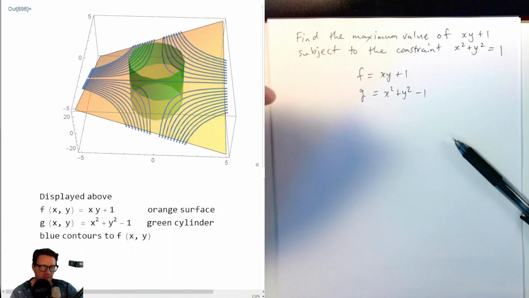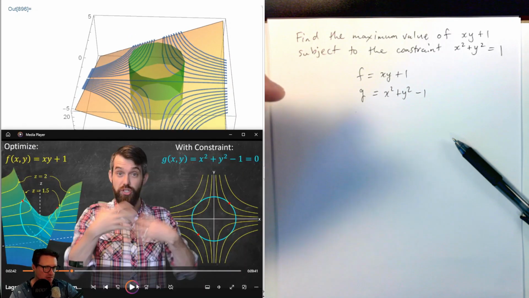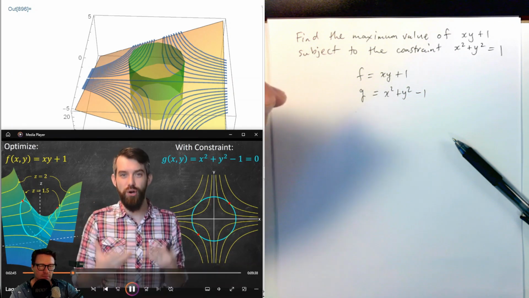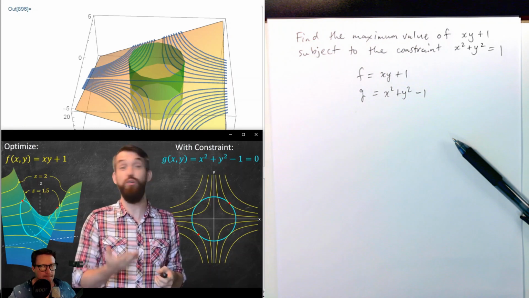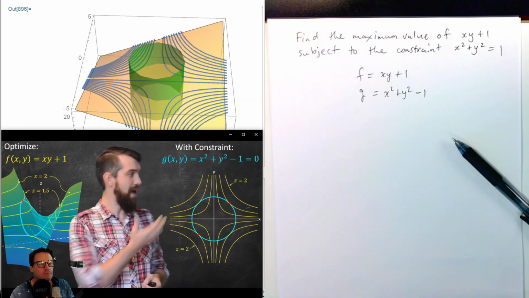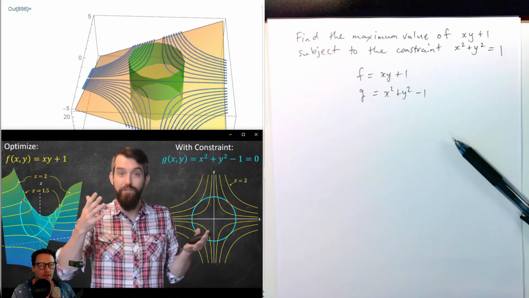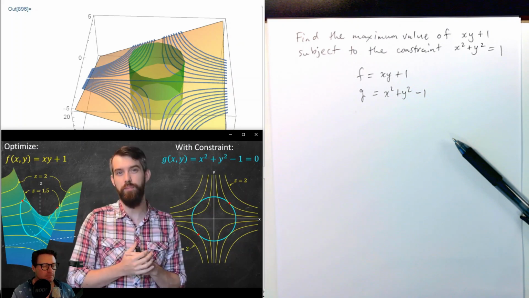Okay, so let's go back and see what else this bloke has to say. Restriction. And then the yellow curves are the level curves of the original function. For instance, if I take that z equal to 2, then this z equal to 2 looks like two pieces of these curves. And z equal to 1.5 is moving in a little bit, and so forth.